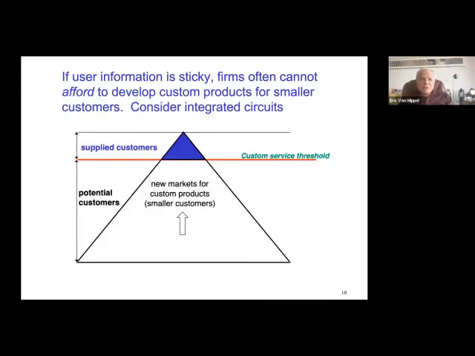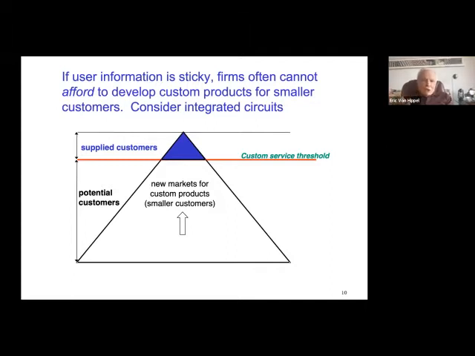So consider now the case of integrated circuits. What I'm going to do is tell you basically that this is a common phenomenon, and then I'm going to end up later in this class asking you all to think of applying these concepts to a market that you know well or a product type that you know well, okay?